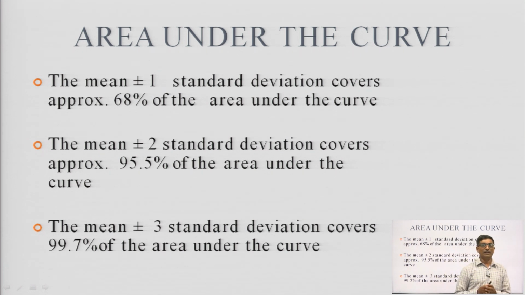I have already told you, but I repeat: mean plus minus 1 standard deviation covers approximately 68% of the area under the curve. The mean plus minus twice the standard deviation covers approximately 95% of the area under the curve, and the mean plus minus thrice the standard deviation covers 99.7% of the area under the curve.